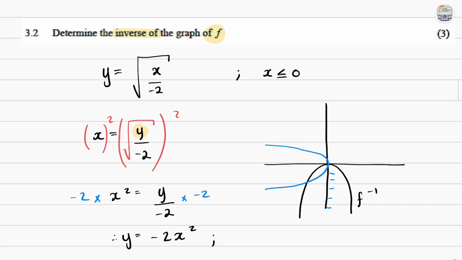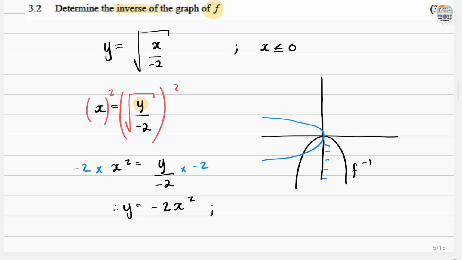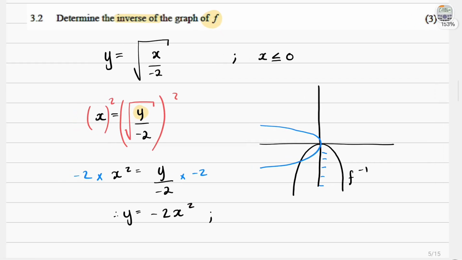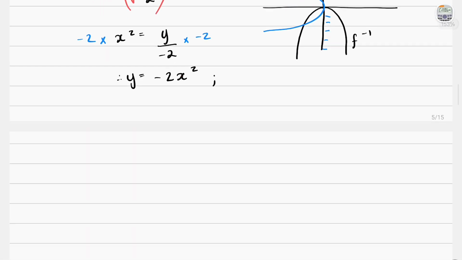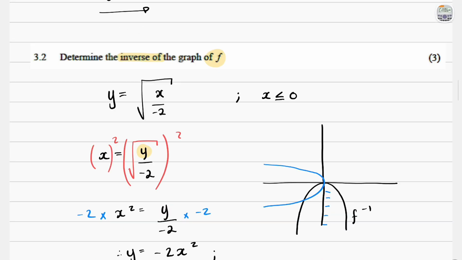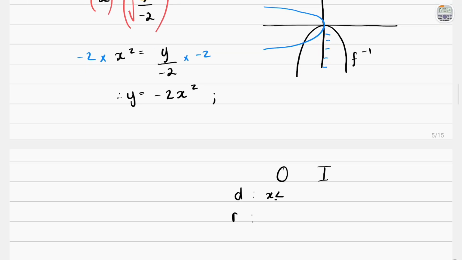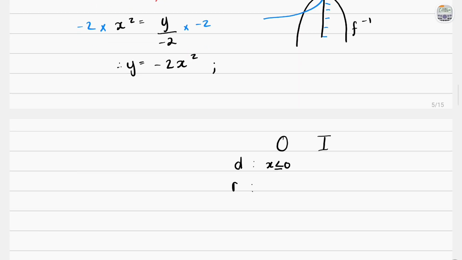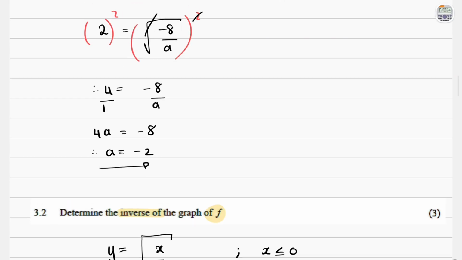Now, what they told us was that the values of x for which this exists was where x was less than or equal to 0. But here is the thing. With these graphs, you need to understand the relationship between the original and the inverse. So we can look at the domain and the range. In the original graph, we were told that x is less than or equal to 0, right? Now we know what the range of the original is.